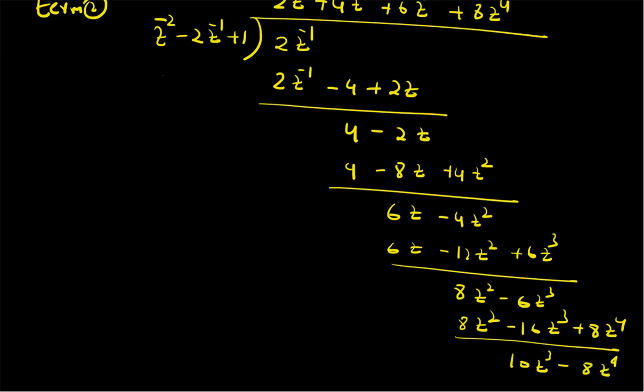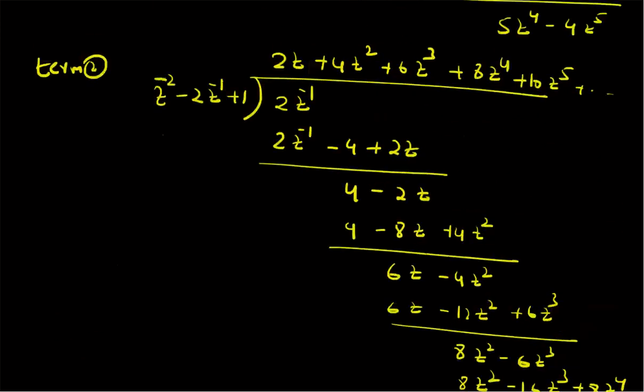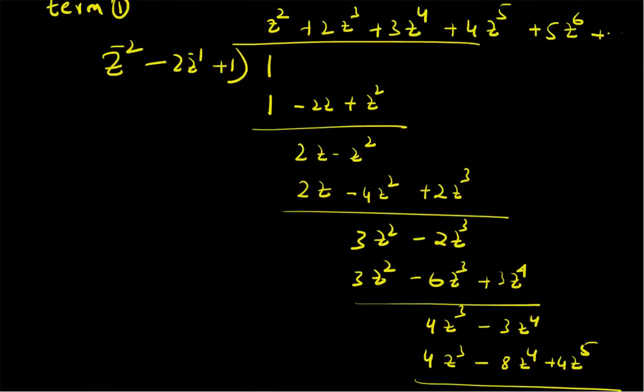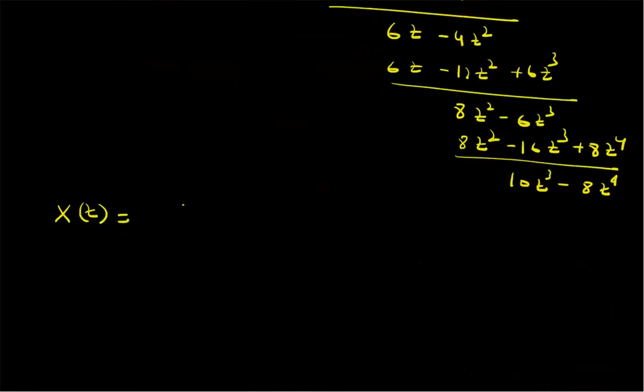So to get a 10z cube, we have 10z power 5, and so on. Therefore x of z, we have two components, that is two power series. For the first term, we have z square plus 2z cube, 3z power 4, 4z power 5, and so on. So z square plus 2z cube plus 3z power 4, 4z power 5, 5z power 6, and so on.